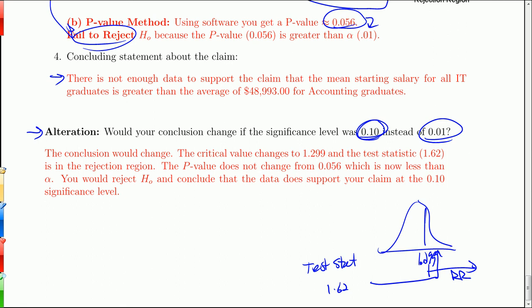All right. Test statistic 1.62 is in the rejection region, so we would certainly wind up rejecting the null hypothesis, and then the data would support the claim. So at the 0.10, you're more willing to say, yes, the IT grad starting salary is higher than that for accounting. But if you're being a little more cautious at the 0.01 significance level for the first part, you don't say that. You sort of hold back and you say there's not enough data to make a call.